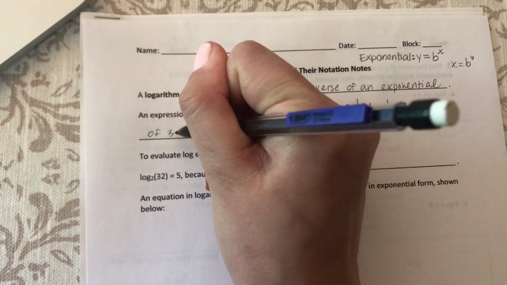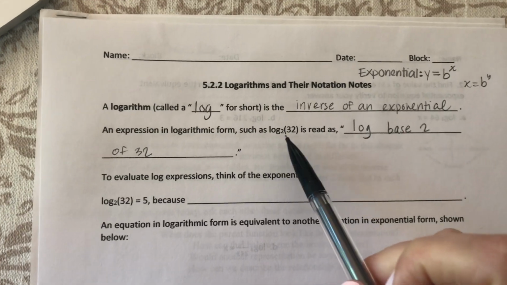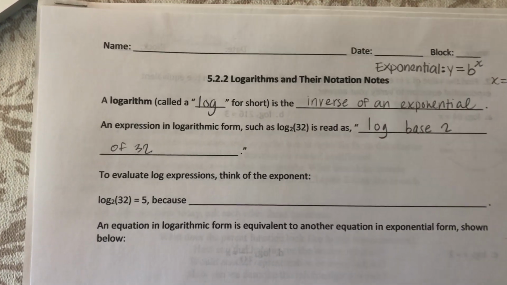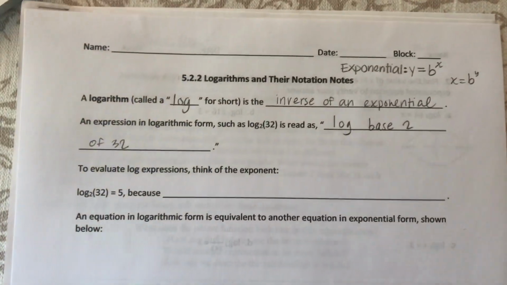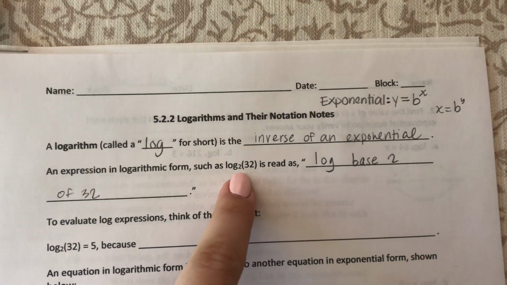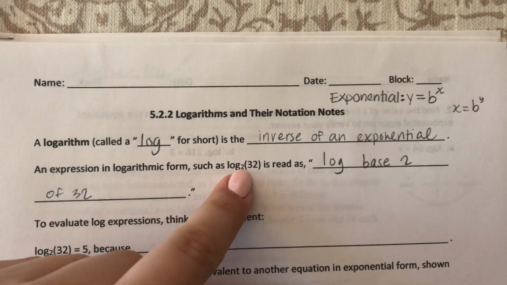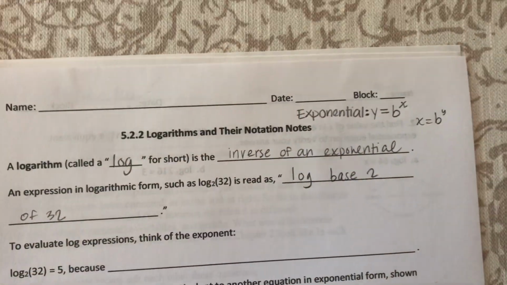So don't get confused with the 2 and the 32. The 2 is mini, and the 32 is a regular size font 32. So log base 2 of 32. Make sure you write your subscripts, the base, as a smaller number than what you're taking the log of.